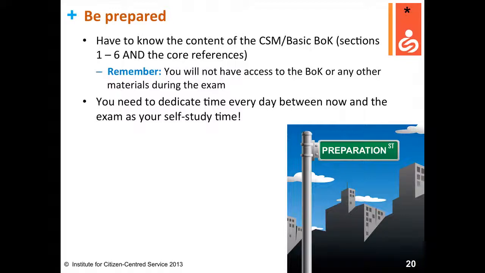Okay, I will ask ICCS to get back to everybody with an answer to whether or not we can have a dictionary available for you in the exam room.